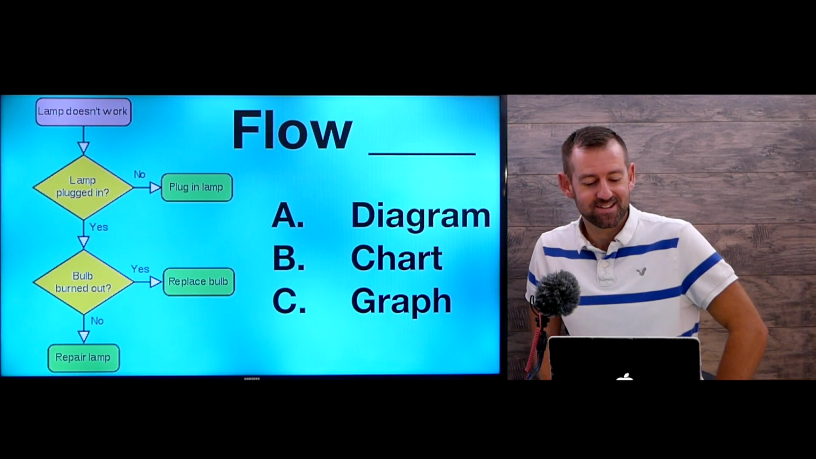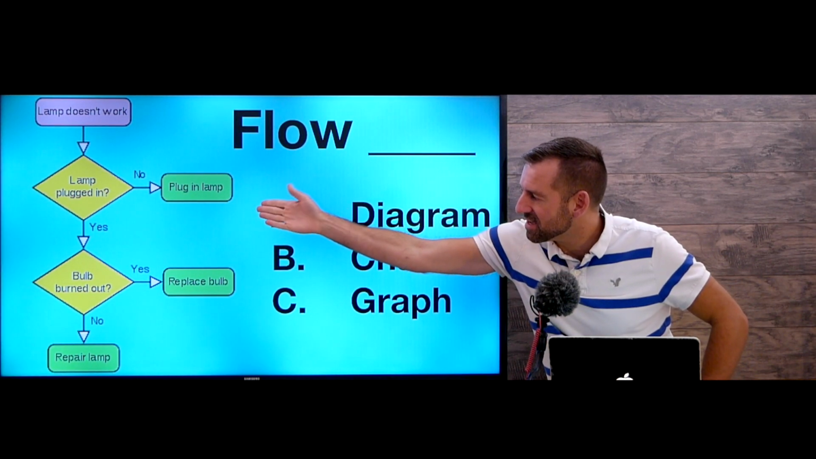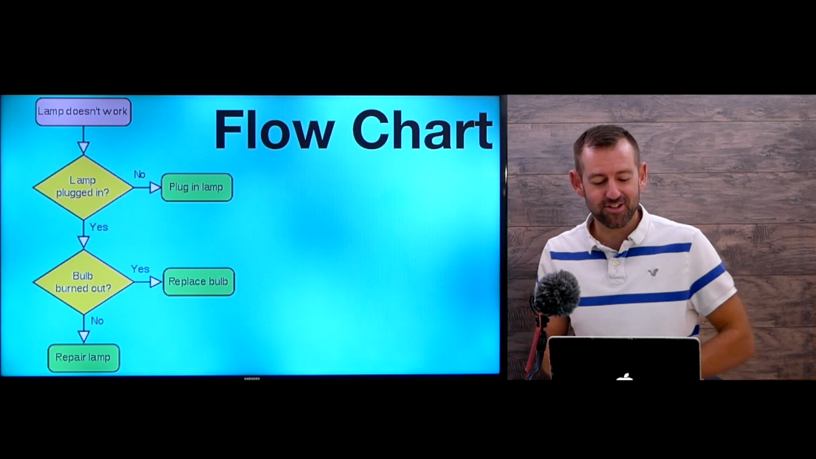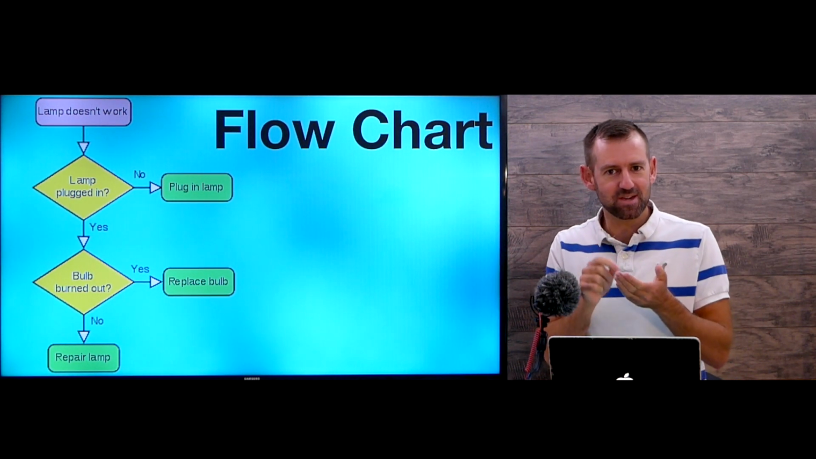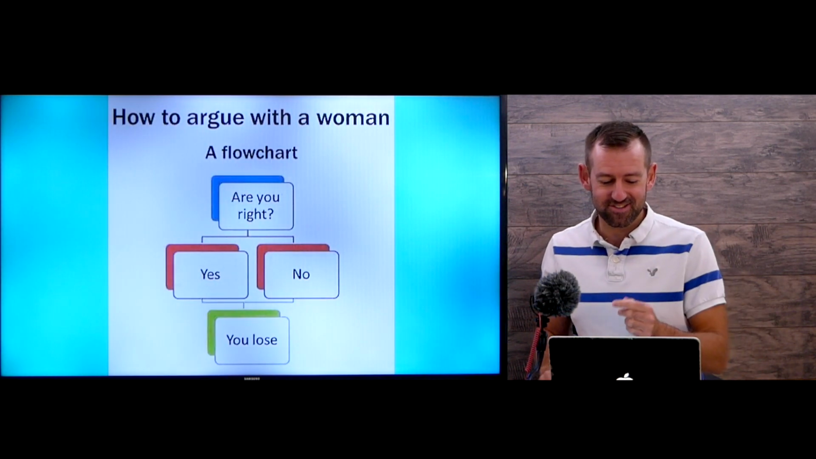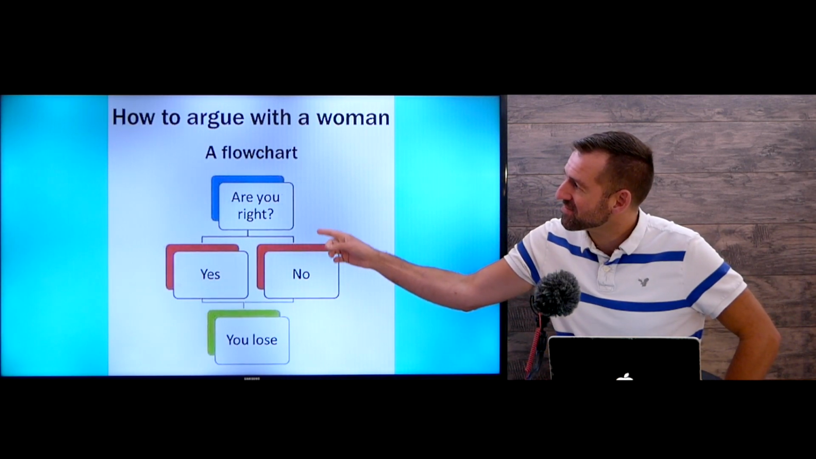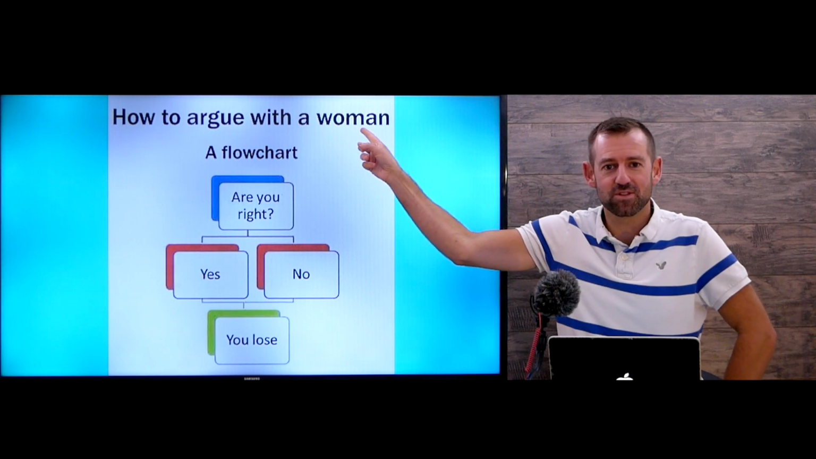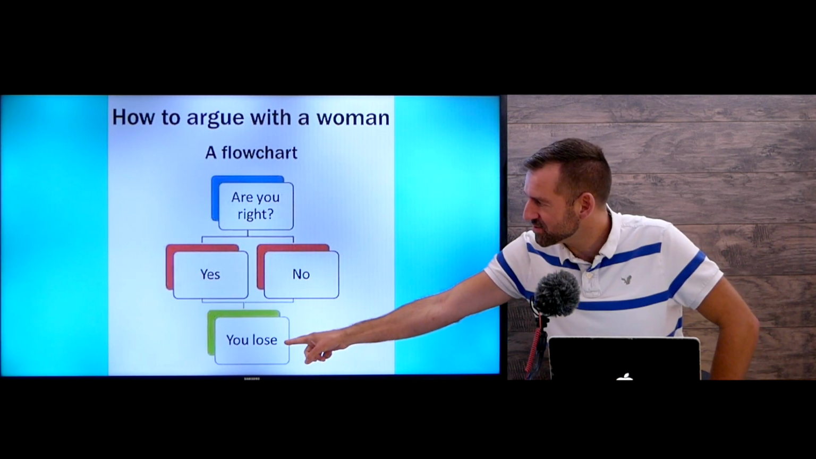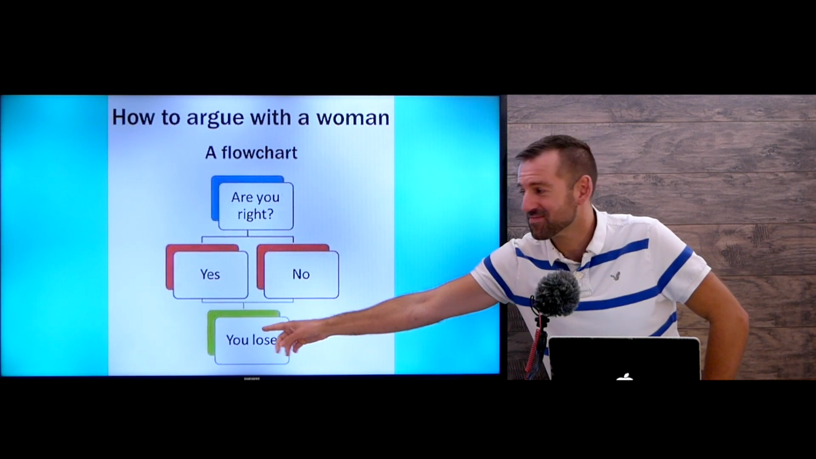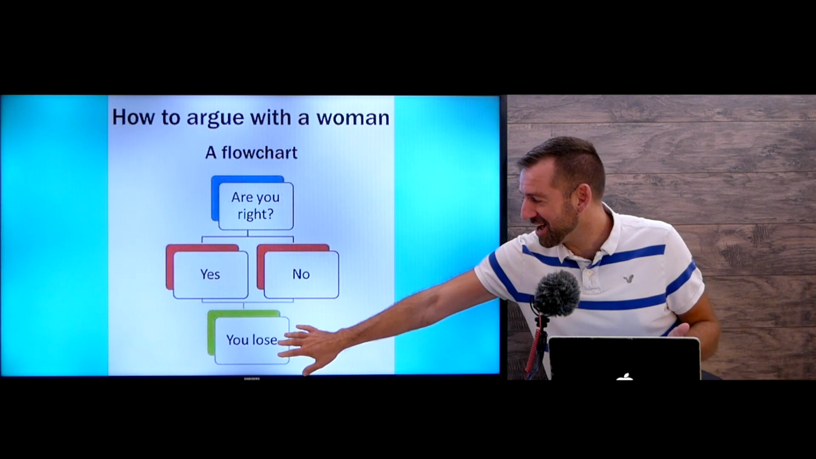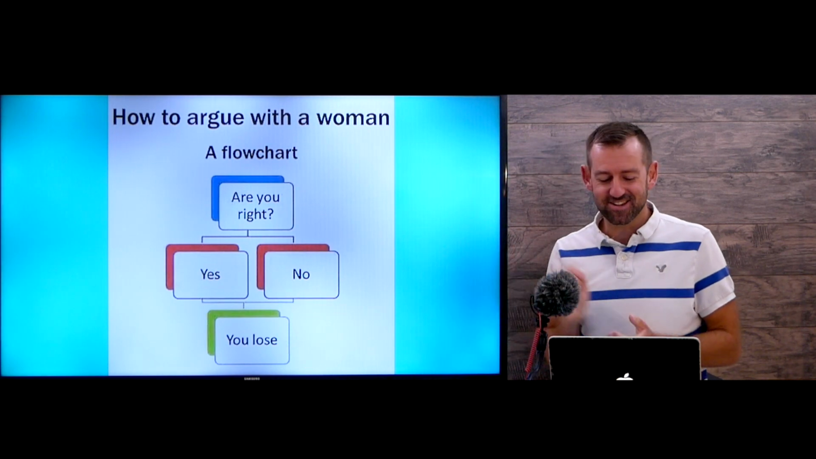Which one? See there, you've got the different boxes and the arrows and things like that. That's called a flow chart. Did you get it right? Maybe you should keep track and let me know down there if you pass this quiz. Okay, here's another flow chart that I found on the internet. It's sort of funny. It says how to argue with a woman. Are you right? No, you lose. Yes, you lose. So it's sort of funny, you should never argue with a woman because no matter what happens, you're going to lose, right? So that's a good example of a flow chart.